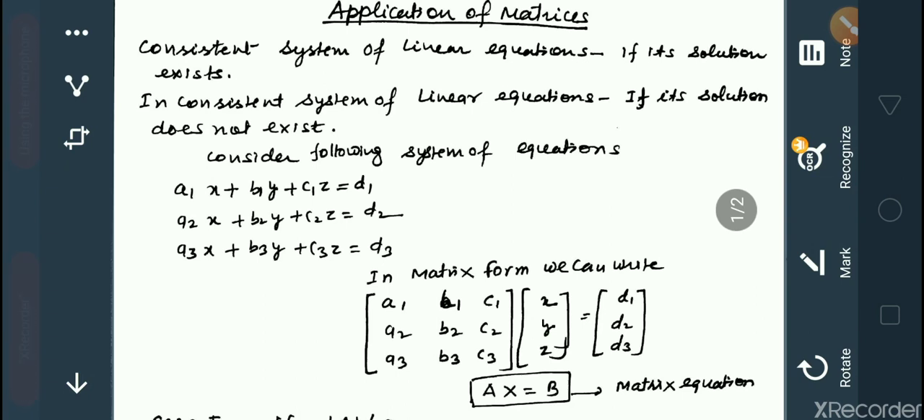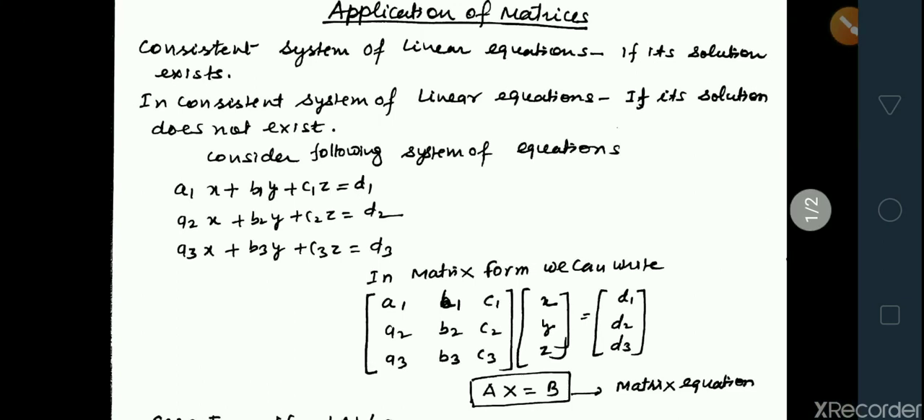Today I am here with determinants part 4, and in this section we shall discuss applications of matrices. Students, there is only one application in your syllabus, that is to solve simultaneous linear equations in 3 variables. So let's begin.